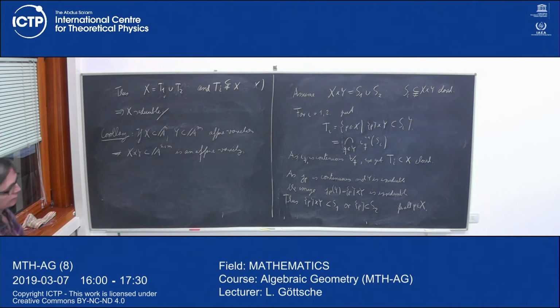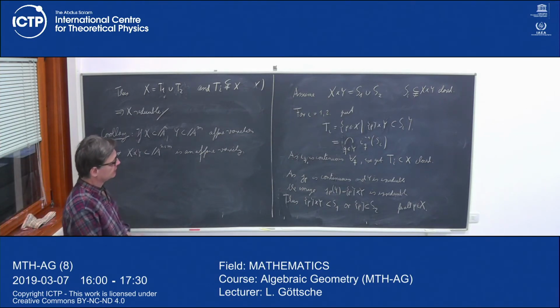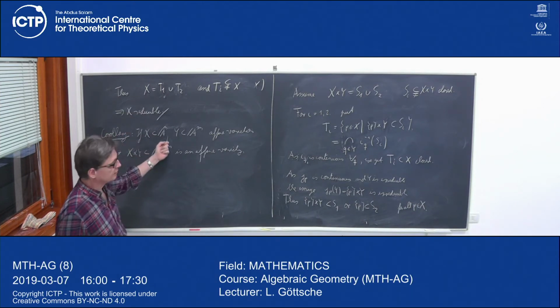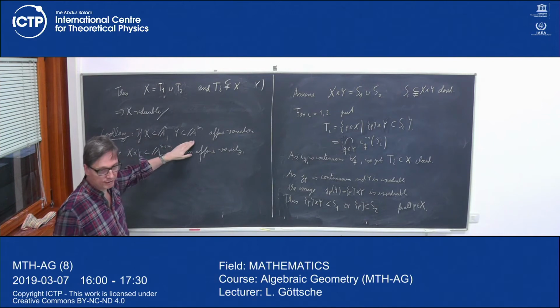Well, now we just have to see that our assumption is fulfilled. Our assumption was that both these embeddings of x as a slice in the product and y as a slice in the product should be continuous. And we will see that they are morphisms and therefore continuous.